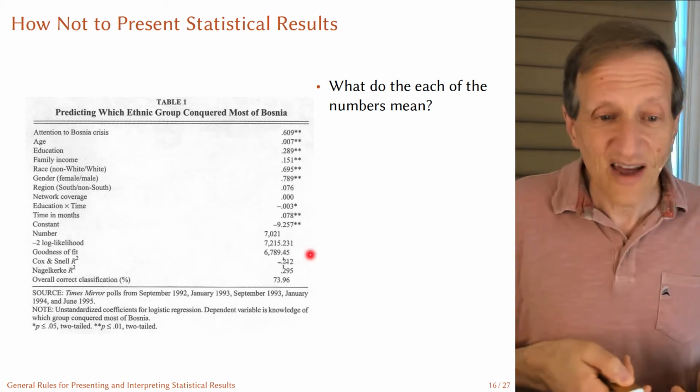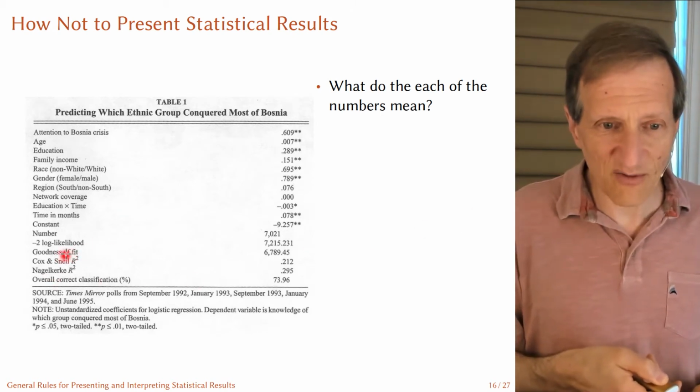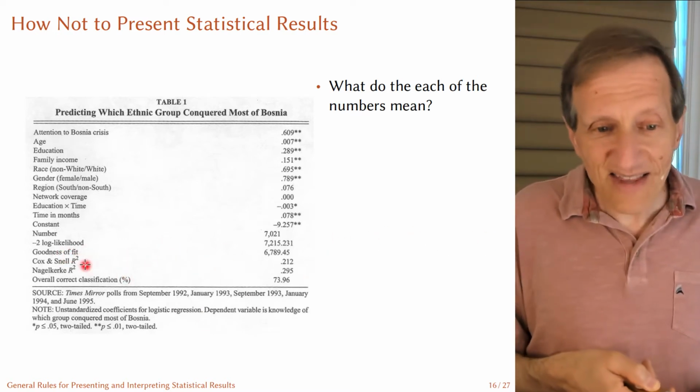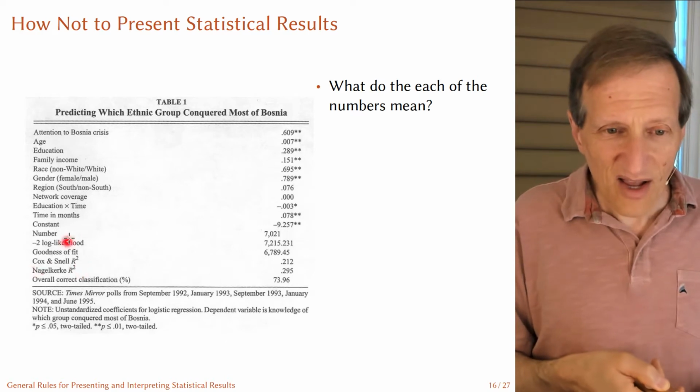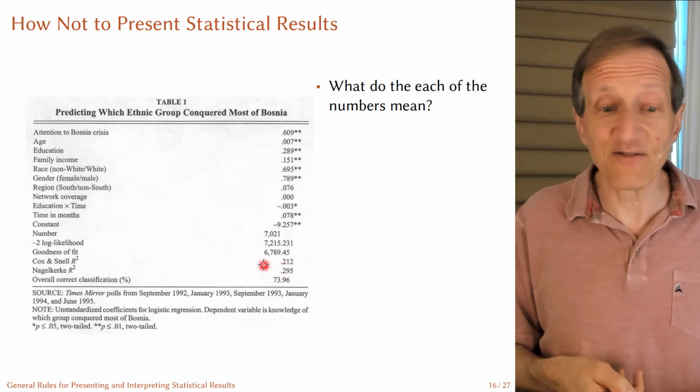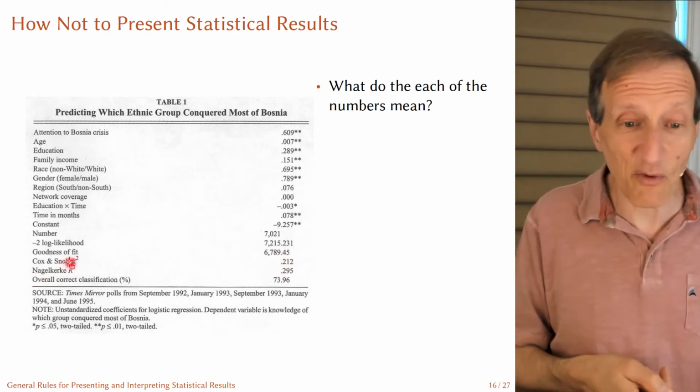I don't know. But fortunately they have the goodness of fit right under it. No indication of what goodness of fit statistic it is, I don't know. Then they have these 2 R-squared things here, Cox and Snell and Nagelkerke, which frankly, I haven't the slightest idea what they are. I haven't heard of them before or after this article.